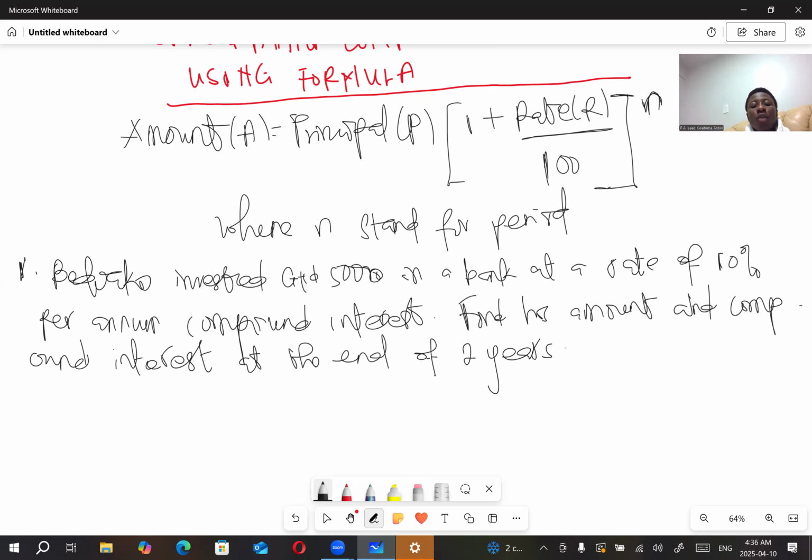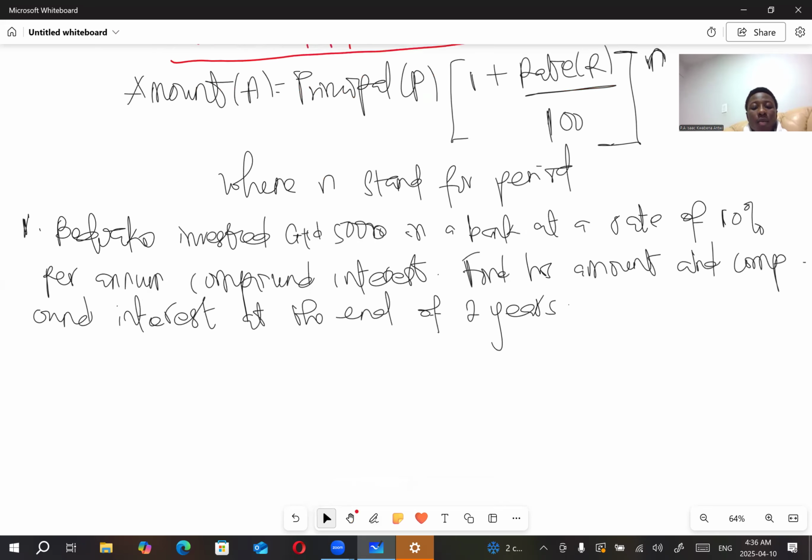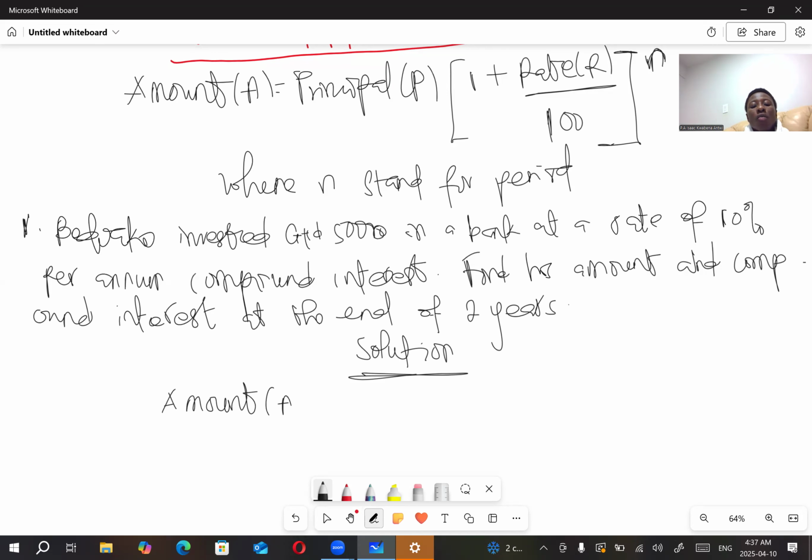The reason why I'm interested in reusing the same question is now I want you to compare the answers if they are the same. So you see, this question says, Bediako invested 5,000 cedis in a bank at a rate of 10% per annum compound interest. Find its amount and compound interest at the end of 2 years. So solution. You see, this question says find its amount and compound interest. It didn't say using formula. So this question is general. So we can choose to solve it anyhow we want. Okay, so now we're going to learn how to solve using formula.